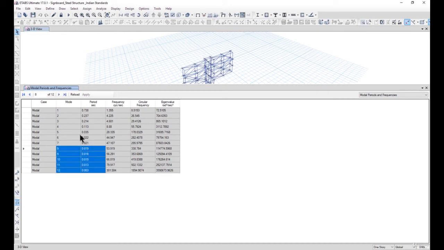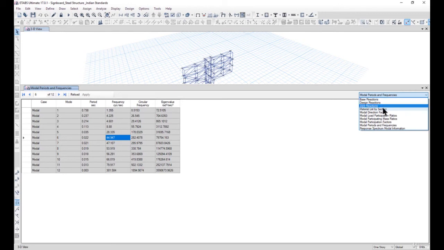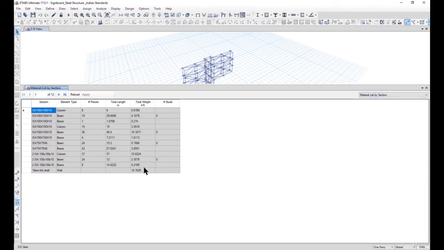We only need approximately 5 modes, that is up to 28 Hz frequency. 44 Hz frequency is not required as per the Indian standards, so we can decrease the number of modes to 5. And after that we can check the material list also, and we can export that to Excel.